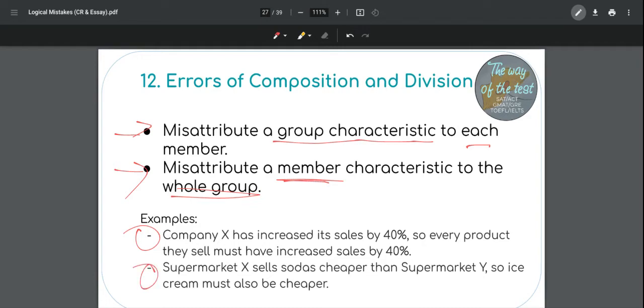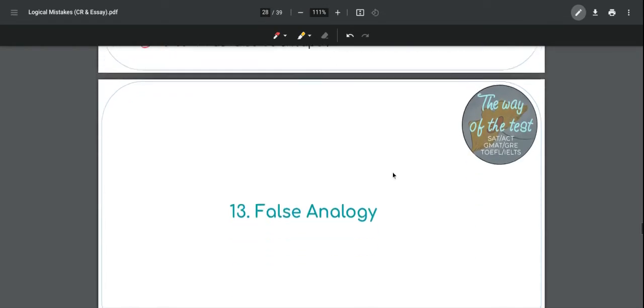The second example: supermarket X sells sodas cheaper than supermarket Y, so ice cream must also be cheaper. Again, it doesn't make sense. Just because one specific item is cheaper doesn't mean that all the items are going to be cheaper. The opposite applies, right? Just because one specific item is more expensive doesn't mean that all the items are going to be more expensive.